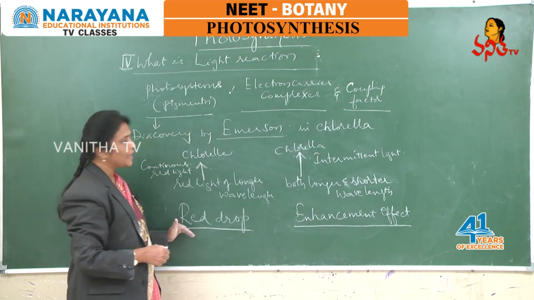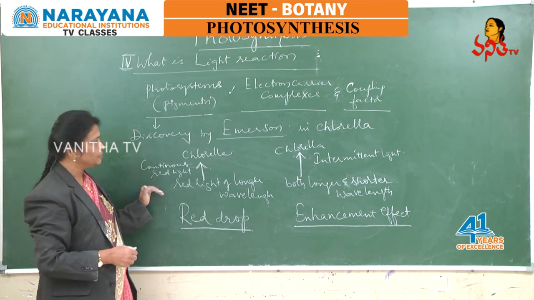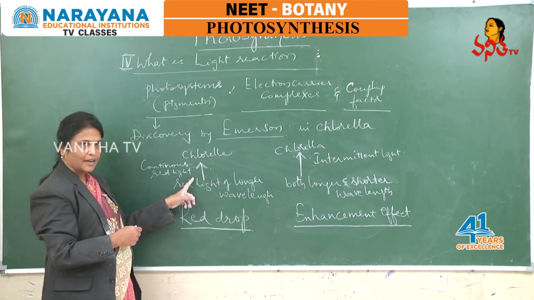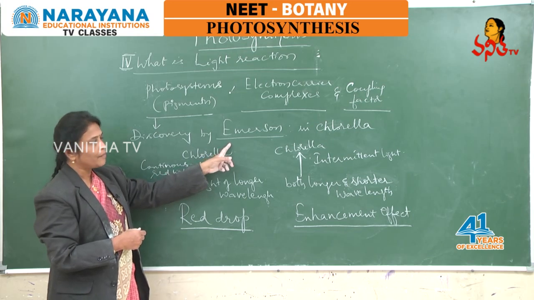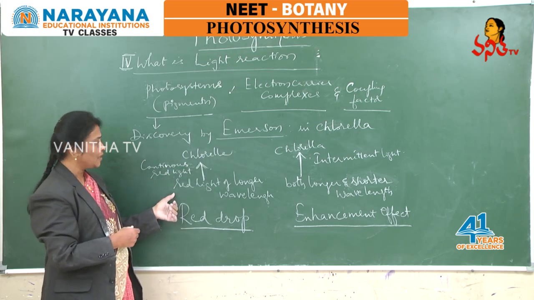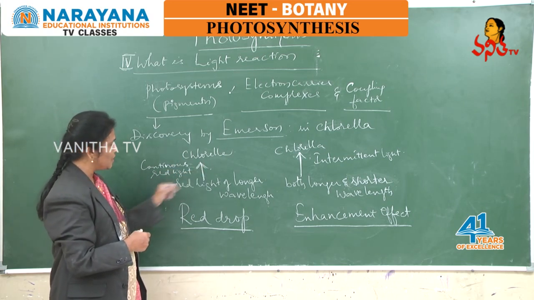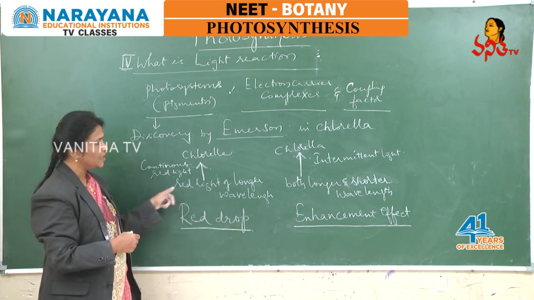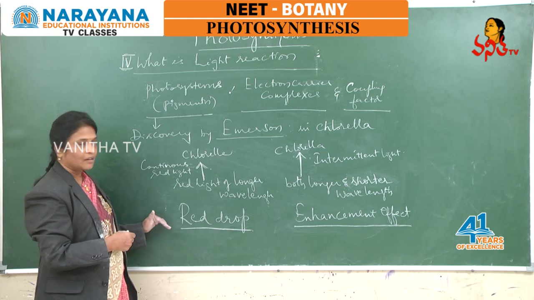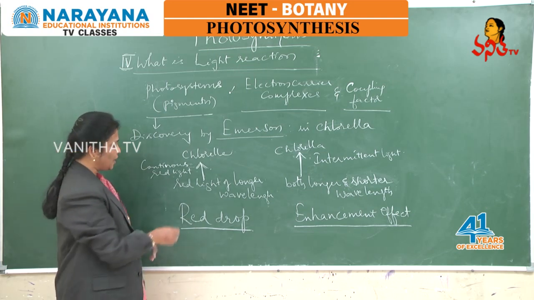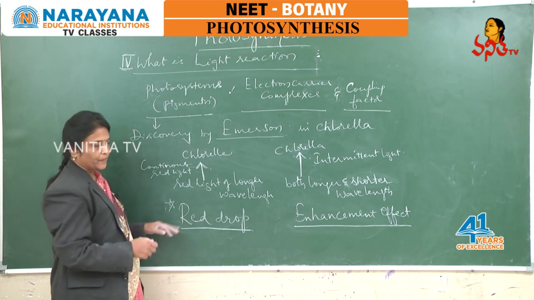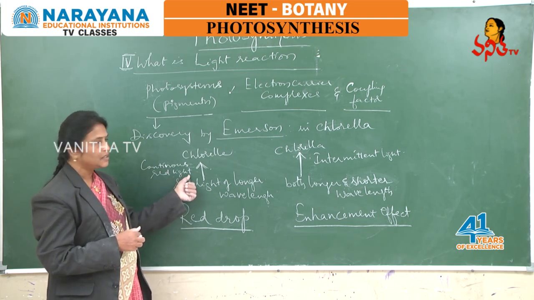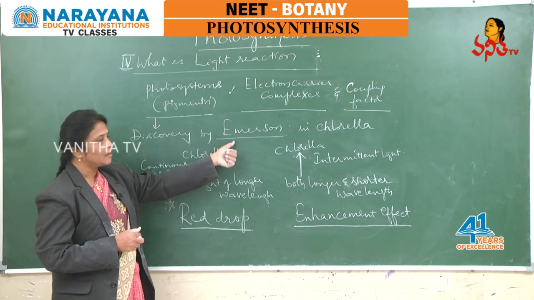Now let us follow the details of the experiment conducted by Emerson. He experimented on Chlorella, and Chlorella was exposed to red light, monochromatic light. He exposed Chlorella cells to continuous red light in the first instance, that is, red light of only longer wavelength. Then he observed a sudden drop in photosynthetic activity and named it red drop. Red drop means a sudden drop in photosynthetic activity in the presence of continuous red light in Chlorella, observed by Emerson.